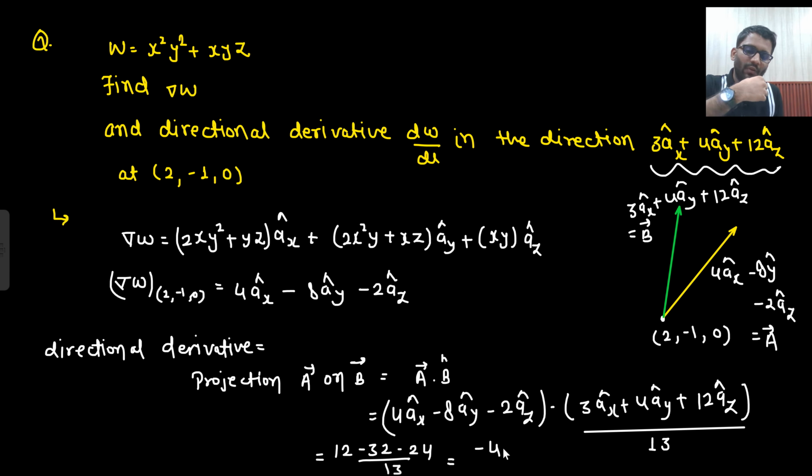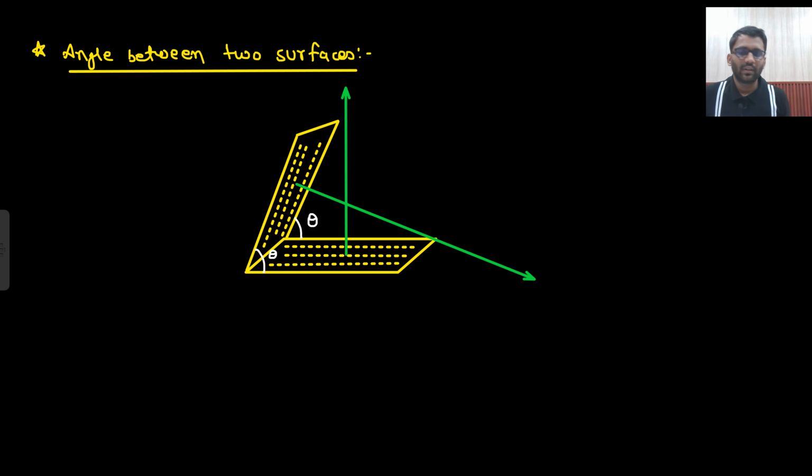So minus 44 divided by 13. So that's the answer. Okay. The directional derivative is the gradient in a particular direction. So you just need to take the component of the gradient in that particular direction. So the component of gradient, this was my gradient only, the component of gradient in this direction. Okay, well and good. Let's see the next one.